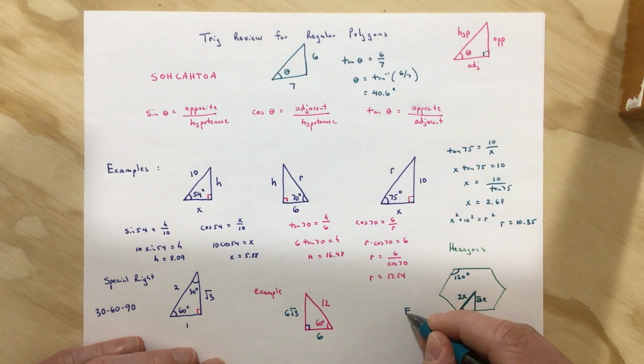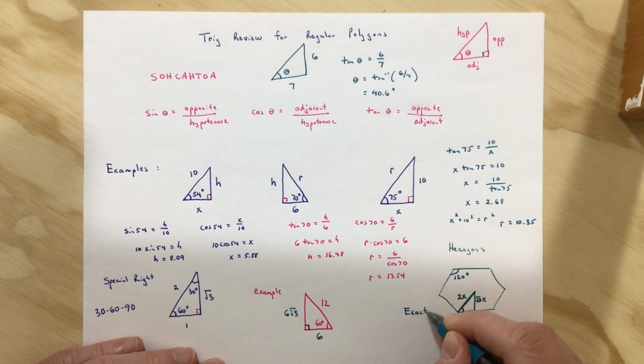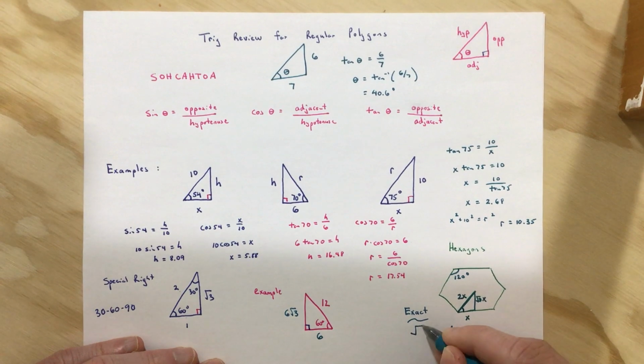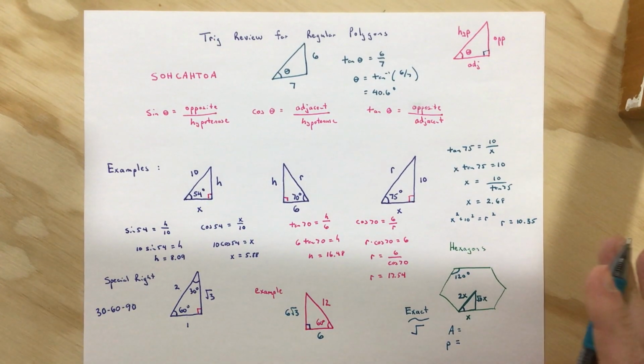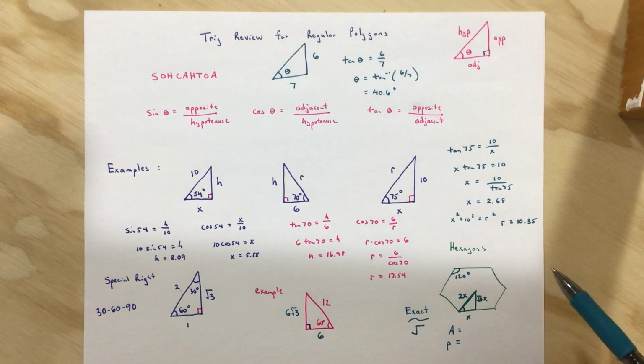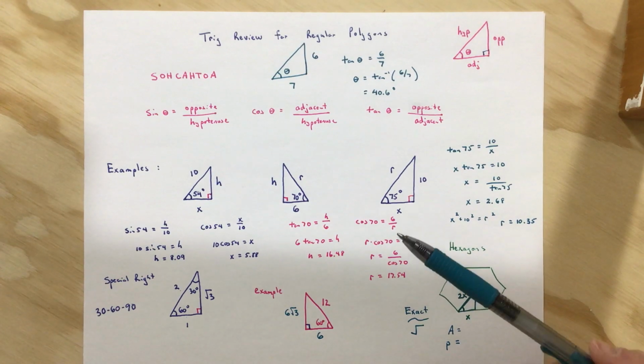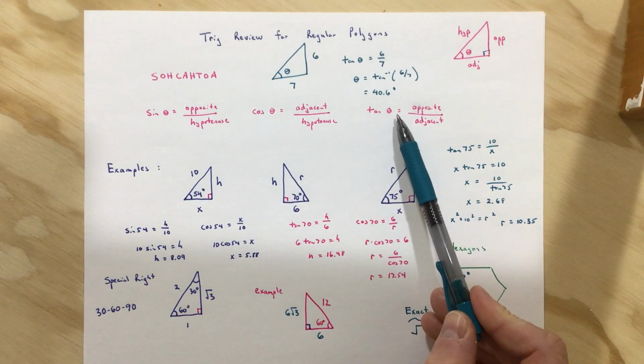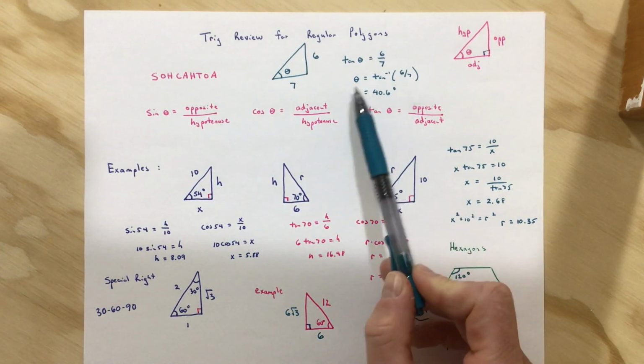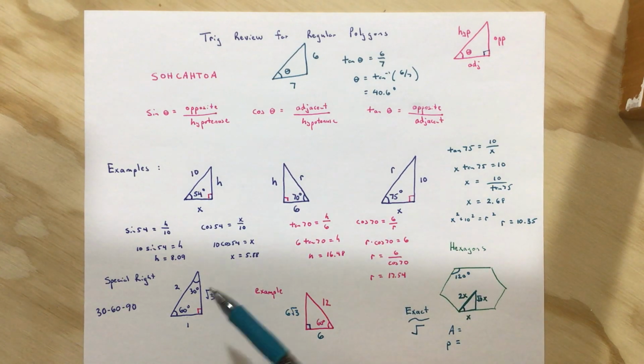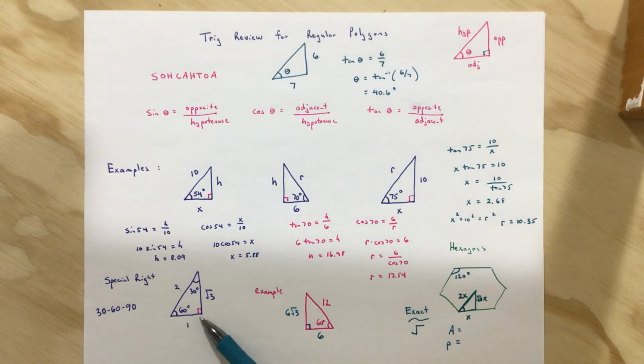Remember, if they use the word exact, they mean go ahead and leave the square roots intact. Don't change them into decimals. Okay? Hopefully this was a good review of sine, cosine, and tangent, the algebra and the trig required to solve for missing variables, and then a reminder of our special right triangle.